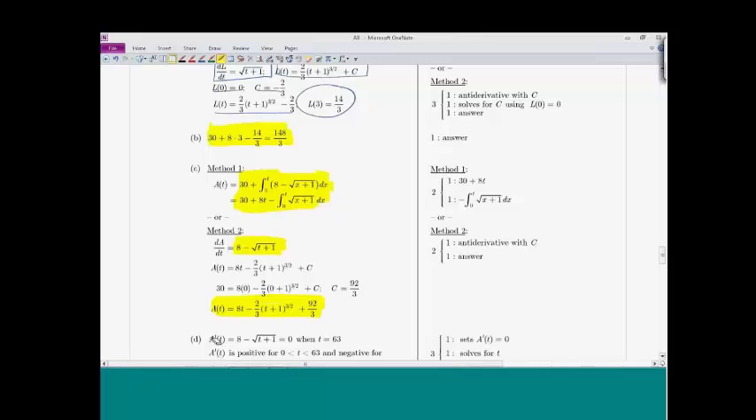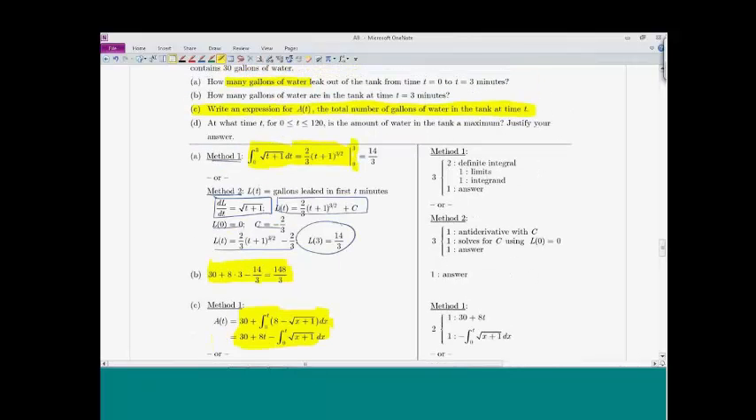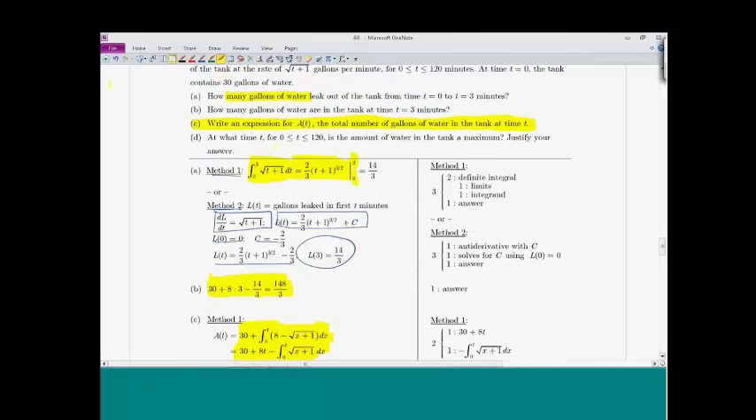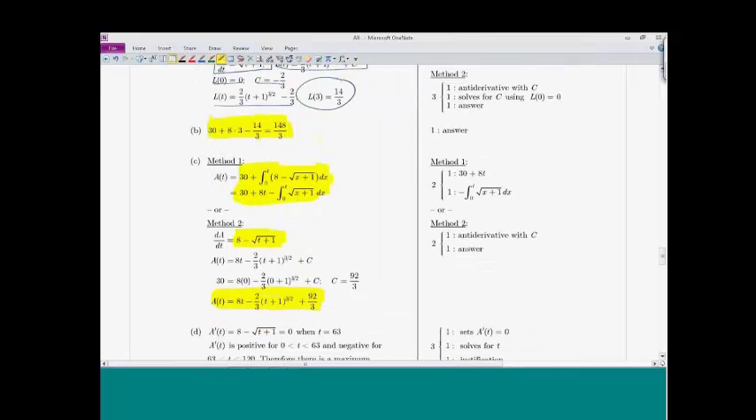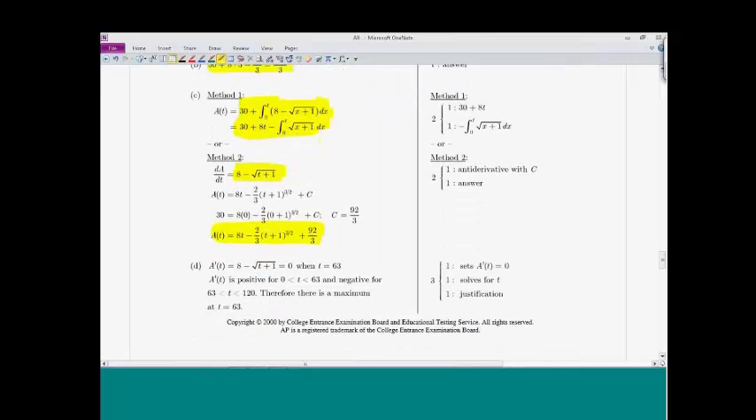Okay. And just to finish this problem up, to show you how things relate together, which I think is always a good thing to show your kids, in the final part of the question they asked, at what time t is the amount of water in the tank a maximum. So it's a max-min kind of problem, an optimization problem at the end of this one. And of course, to do that, you need the derivative of A.